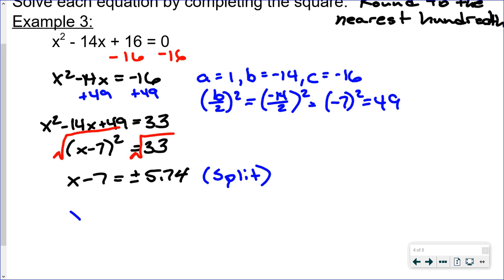So we have x minus 7 equals positive 5.74, and x minus 7 equals negative 5.74.